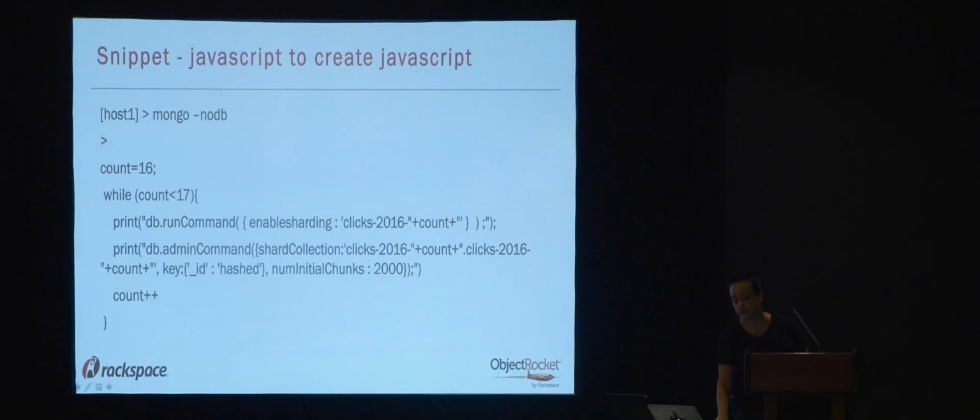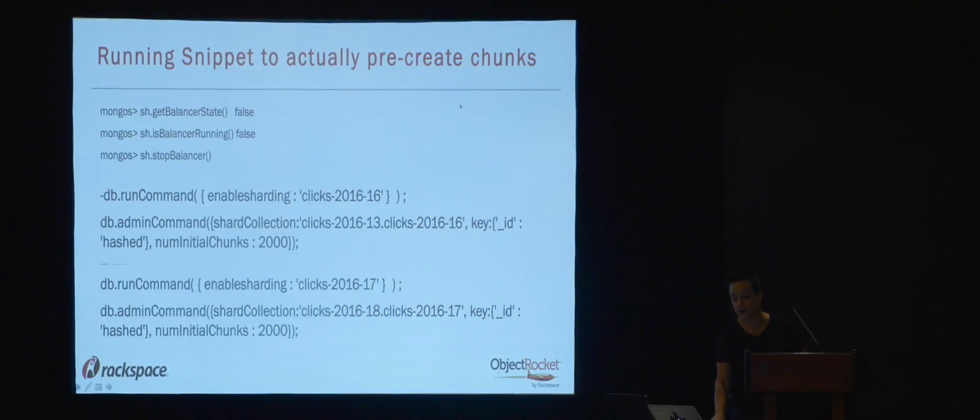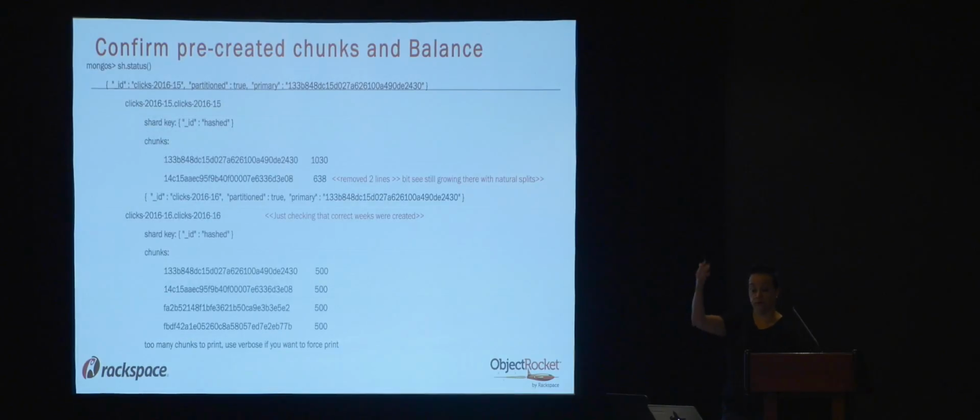Here's an example of using JavaScript to create JavaScript. And then here's an example of actually running it to pre-create the chunks that we talked about a minute ago. Double initial chunks 2,000. That's a decent amount, depending on how you're going. So confirm that, and then get your balancer going. I think I changed the majority of these values significantly enough.